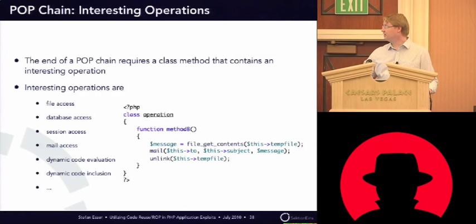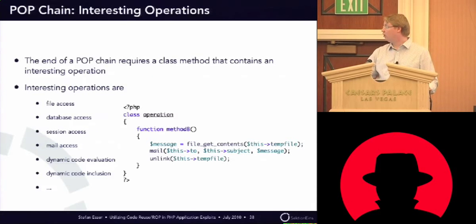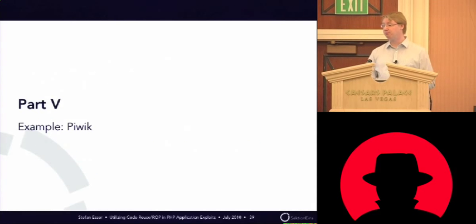And you see this is implemented in the method B, so you would have to combine it with the previously found code flow transfer object that called the method B of property 2. And because you also have control over property 2, you can just tell property 2 to be an object of type operation. So to make this more clear, I will give an example. The example is Piwik.